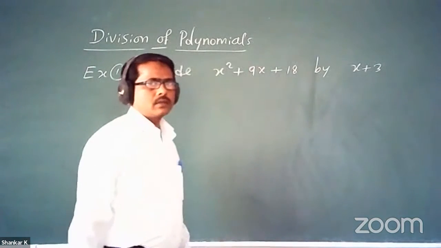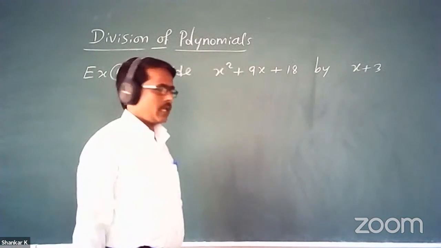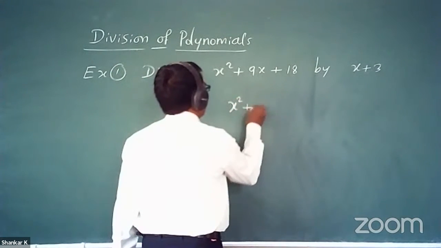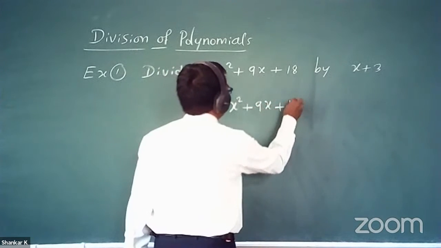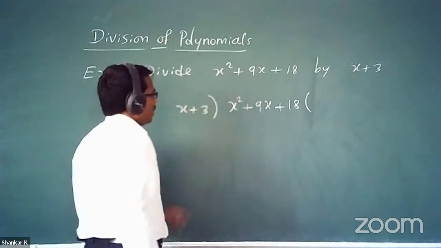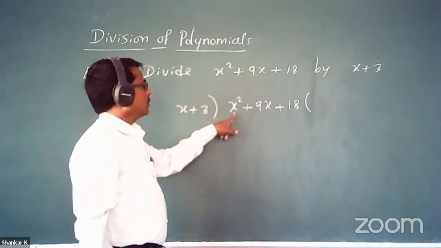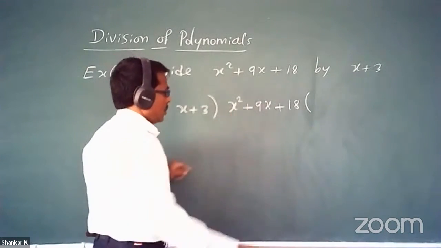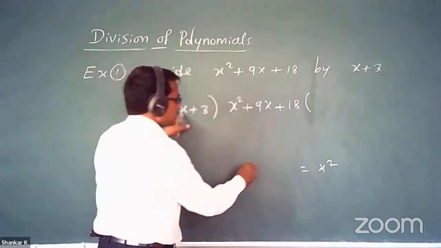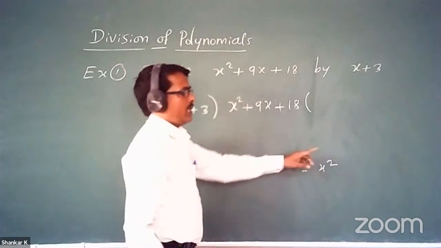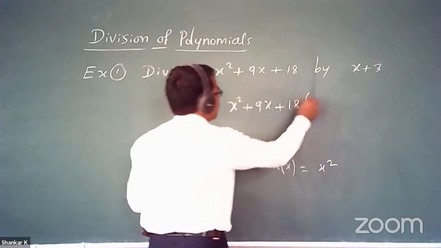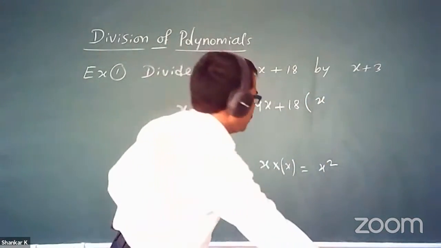We have studied this division of polynomials in class 8. Now, once again, I will tell you: x square plus 9x plus 18. We have to divide this by x plus 3. The first term is x square. To get x square, the first term of the divisor is x. To x, what should we multiply to get x square? We should multiply x, because x into x is x square. That x should be written there.